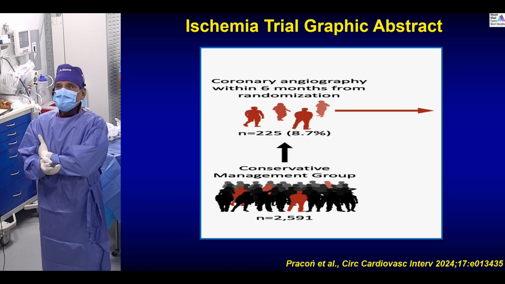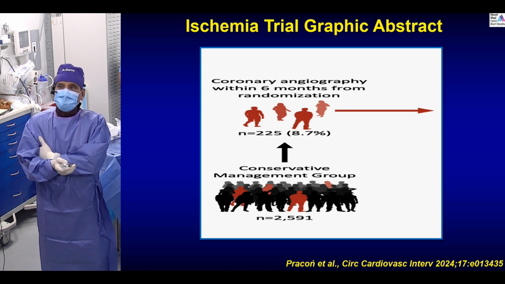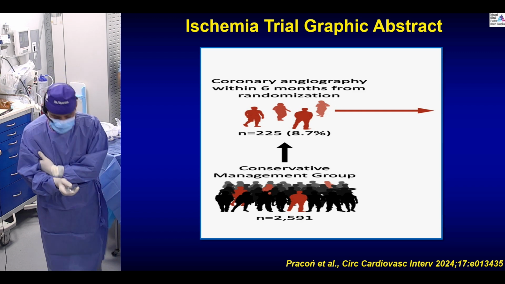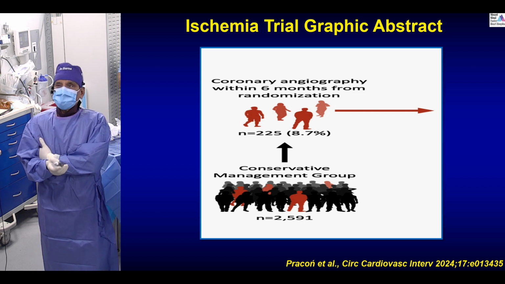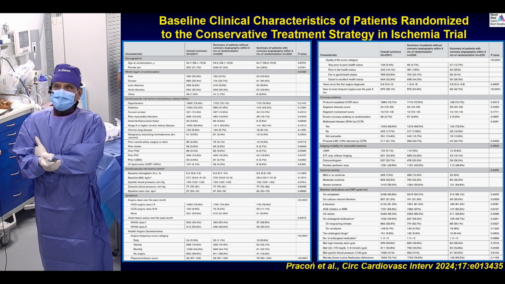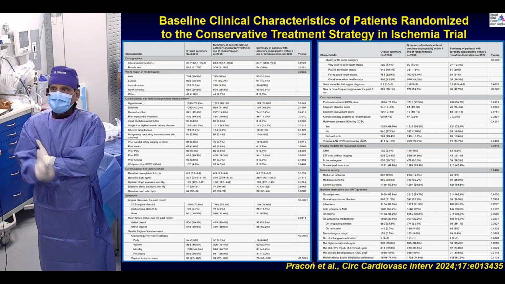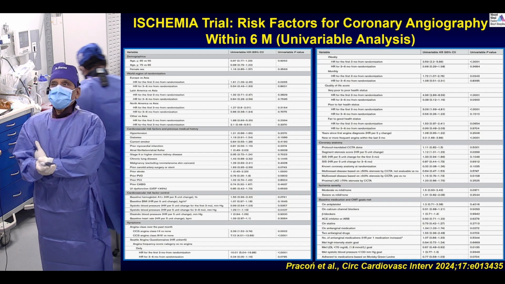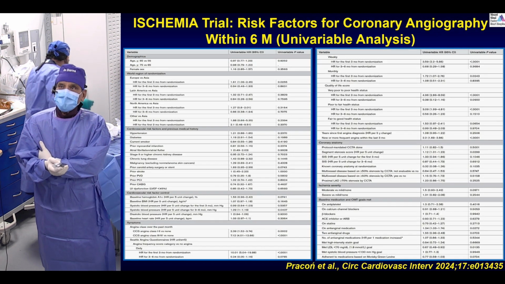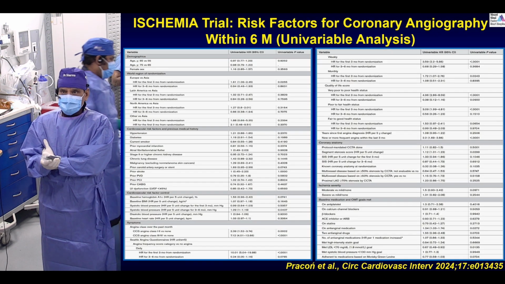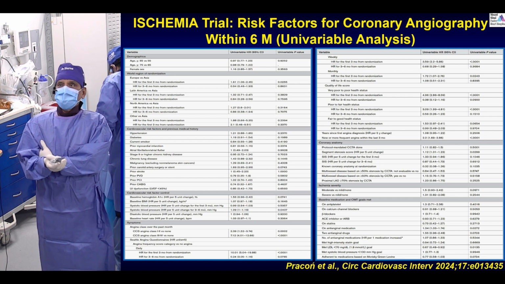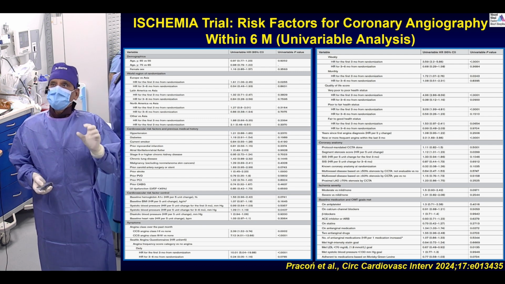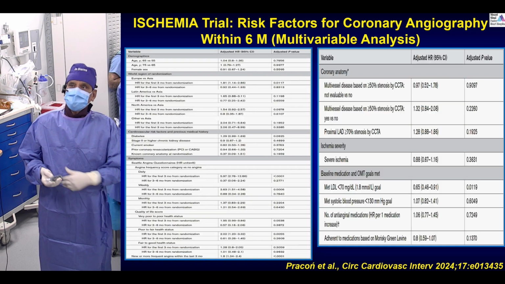And this is from the ISCHEMIA group. Overall 2,500 patients, and of them 225 required it, so about 8.7% required angiography within 6 months. The question is, who are those patients? There's a big list of differences in univariate characteristics, procedural and clinical, but we are concerned with the multivariate analysis, which showed the independent predictors, and these are here.